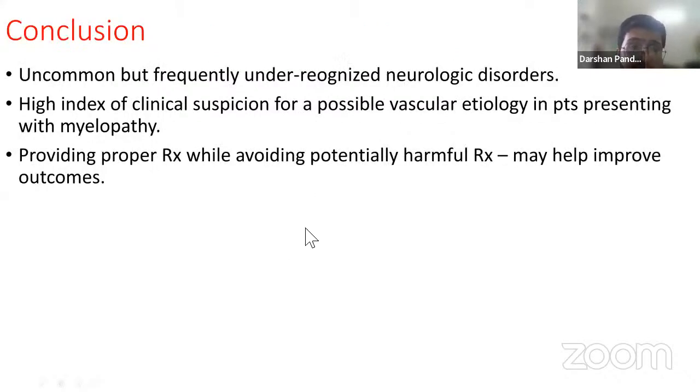So to conclude, these are uncommon but frequently under-recognized neurological disorders. A high index of clinical suspicion should be there for ruling out a possible vascular etiology in patients with myelopathy. If you provide proper treatment while avoiding potentially harmful treatment, it will improve outcomes. Thank you.